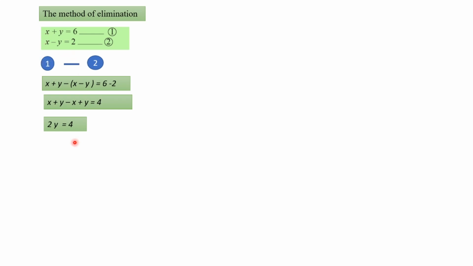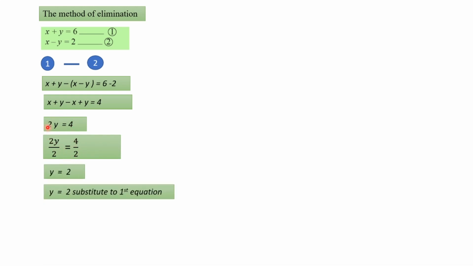Okay. So now you can see 2y, then divide either side by 2, it comes y equal to 2. This is a very simple linear equation. Then y equal to 2, you are going to substitute in the first equation. What is the first equation? This one. I put 2 here for this y value. Then I get x equal 6 minus 2. Then what's the final value for x? x equal 4. So you can see two values for x and y: x equal 4 and y equal 2.